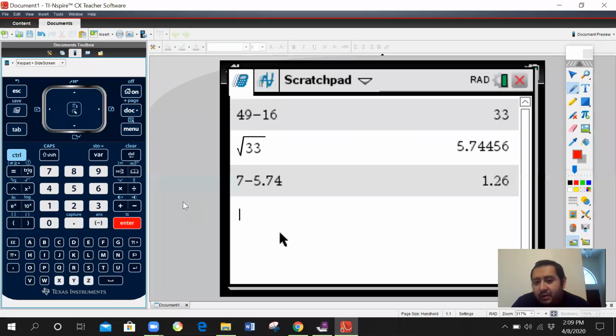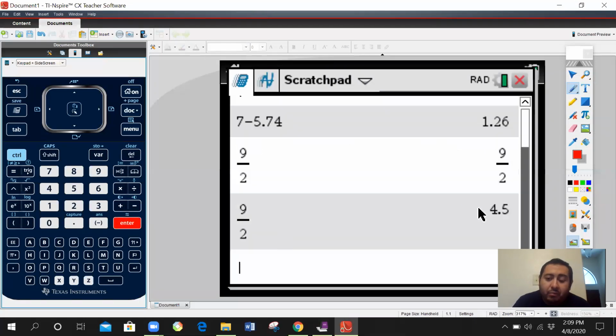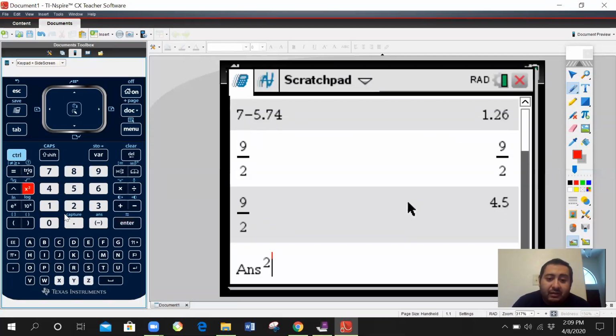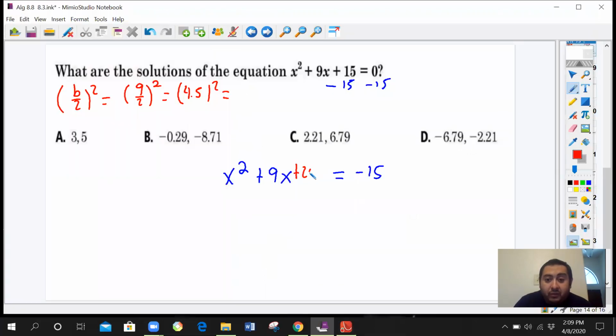All right. So if you're not too familiar with calculations, you could just use your calculator. So 9 divided by 2, it's 4.5. Let's make this squared. And you have 20.25. So plus 20.25 and plus 20.25.